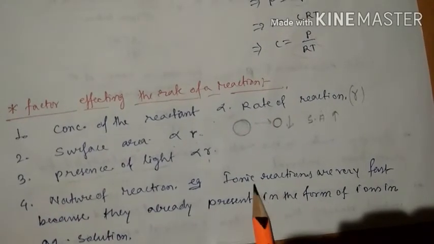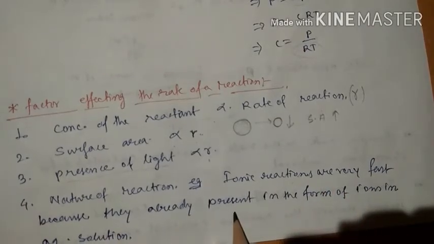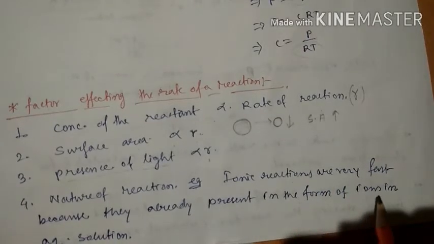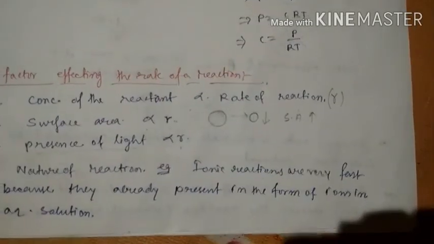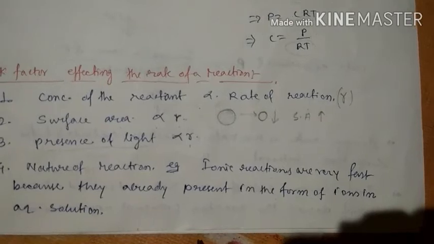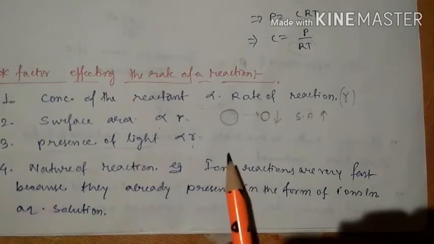Okay. Second thing, nature of the reactions. For example, ionic reactions are very fast because they are already present in the form of ions in the aqueous solutions. Since the ionic reactants contain the ions, that's why the reaction will be faster in the ionic condition.